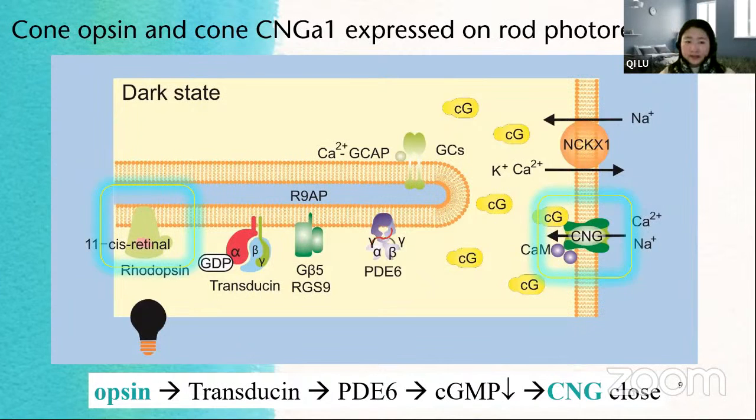So in this study, they try to put the cone opsin into the rod photoreceptor and the cone cation channel, the CNG channel, into the rod photoreceptor.